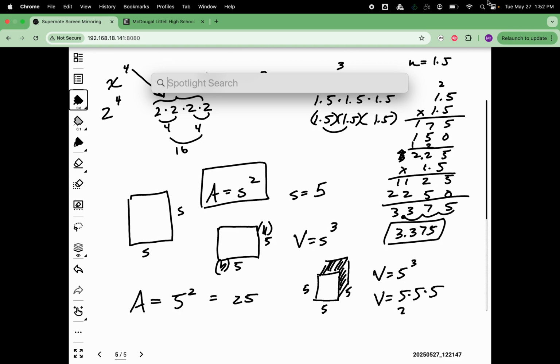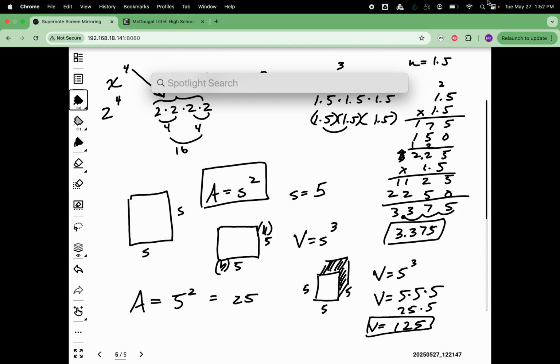So 5 times 5 is 25. 25 times 5, I'm thinking about quarters here. If I have 5 quarters, how many dollars do I have? I've got $1.25. So that would be 125 for my volume.